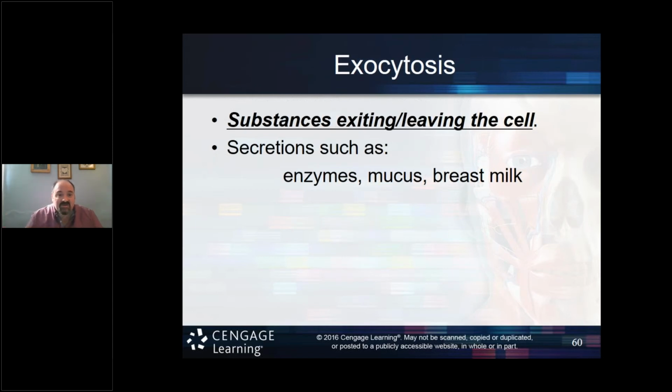Exocytosis, it's leaving. So enzymes, mucus, breast milk, these are all leaving the cells of the different respective areas of the body, in the case of breast milk, breast tissue, and then exiting the body via exocytosis, exiting the cells that are producing the secretion. Okay?